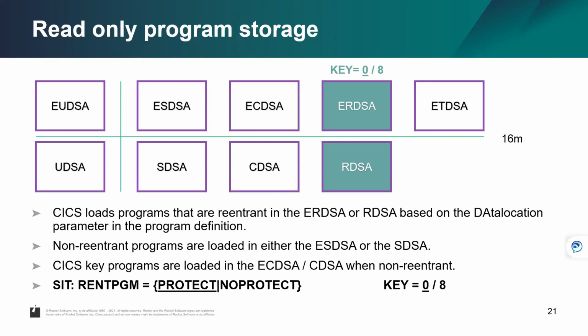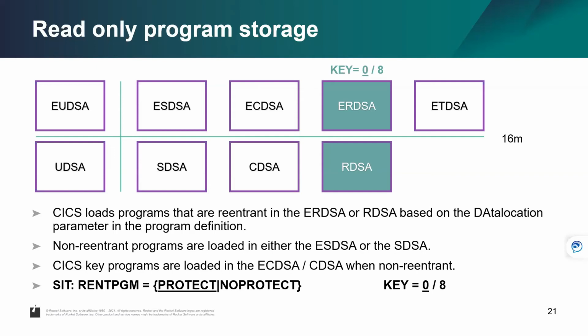So if all the DSAs start out as key 8, then if you run with no storage protection turned on whatsoever, everybody can overlay everybody else, and it's just pandemonium. It's like Pandora's box. You never want to run that way. So one of the first pieces of protection you can put on, and it is the default, so if you don't touch it, it'll be on, is RENTPGM=PROTECT. RENTPGM=PROTECT will change the read-only DSA above and below the line to key 0. And by doing that, the only one who can touch key 0 storage is the MVS loader, which is what CICS invokes to load programs.